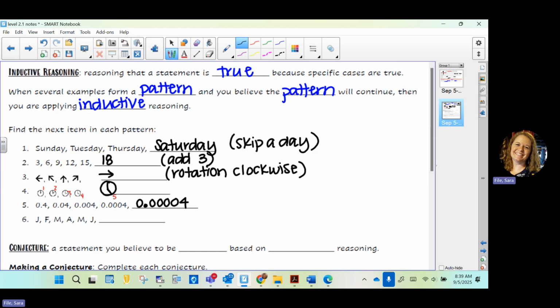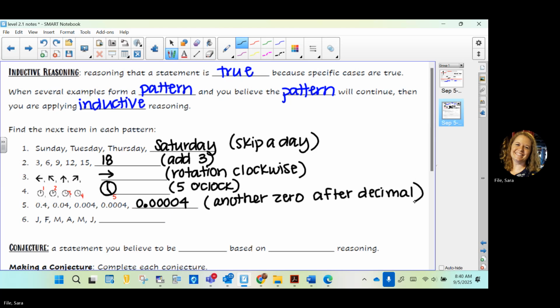Okay. I didn't put anything. I'll put 5 o'clock. Okay, so that's the pattern we're recognizing.